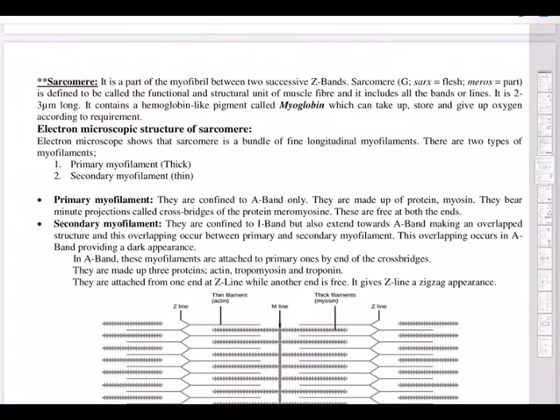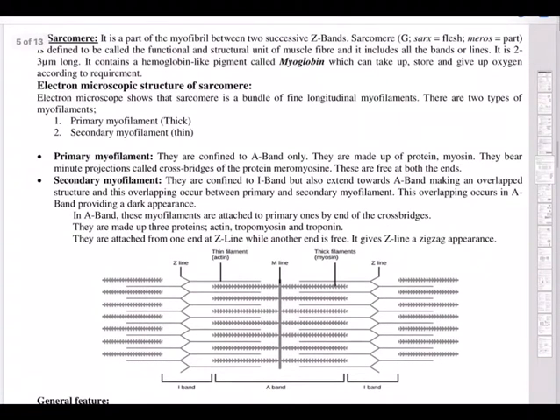Under electron microscope, if you see the muscle fiber, you can see two types of myofilaments. Primary myofilament, which is very thick, and secondary myofilament, which is thin. And as I said, two proteins are responsible: actin, thin filament; myosin, thick filament. Primary myofilaments are confined to A band. They are made up of protein myosin. You must remember this word myosin for the exam's sake.